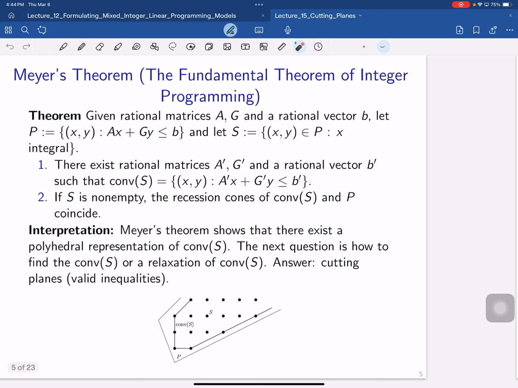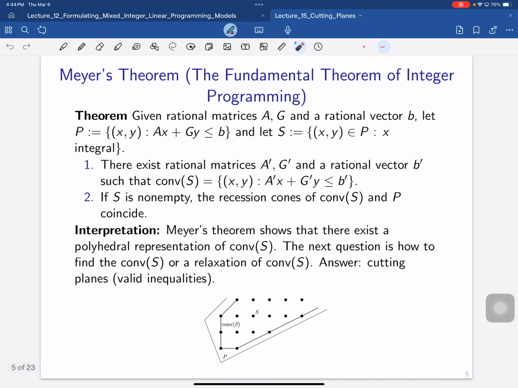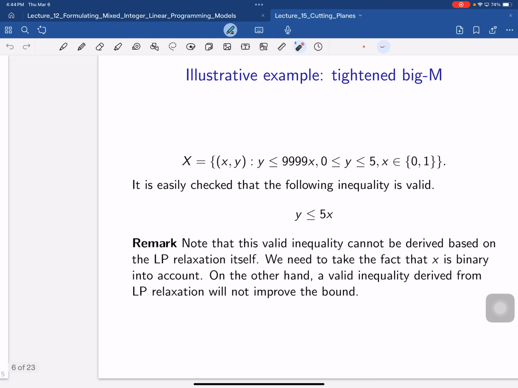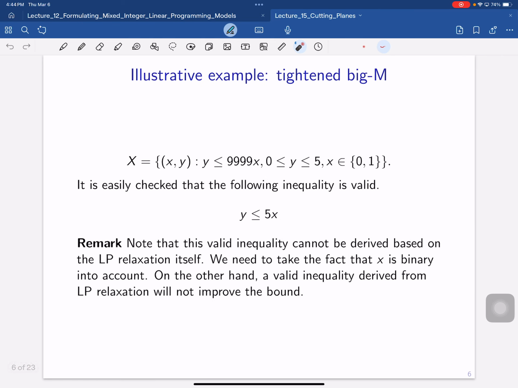Now, any questions here? Right. So just a theoretical background, say the convex hull exists and it's a polyhedral set. Now let's go over a few very trivial examples, sort of to build up our intuition.